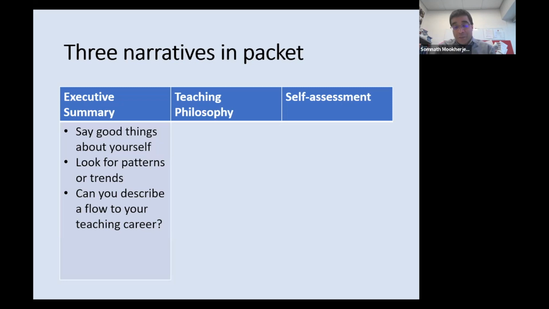It was actually pretty fun to think about my career to date as an educator and look back and think about, well, why did I make the choices I did? What were the reasons why I wanted to do this? And try to find a pattern or a way to describe the flow of my career. That's the third bullet point there: can you describe a flow or a logic to the decisions you made as a teacher over the course of however many years you've been in practice? So that's the executive summary.